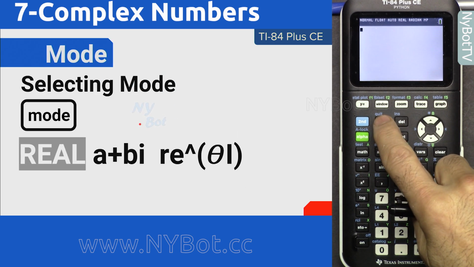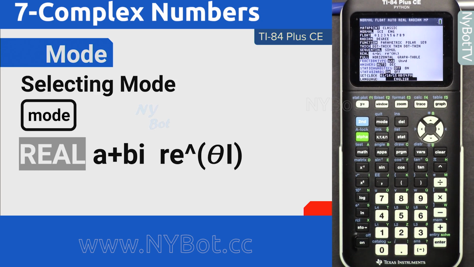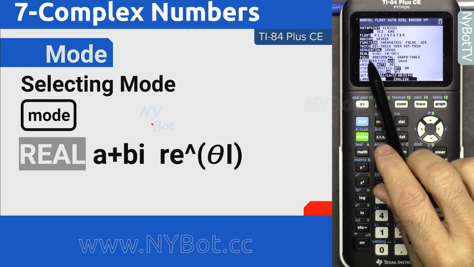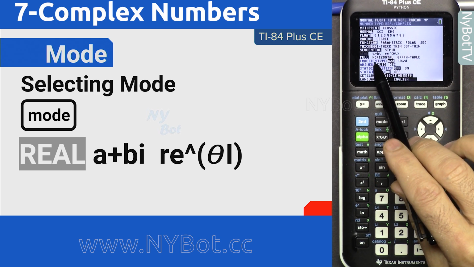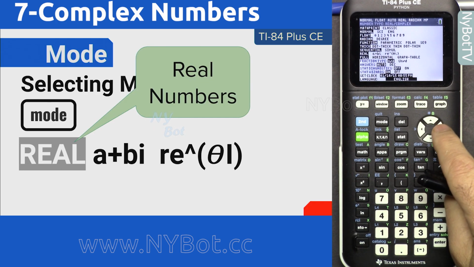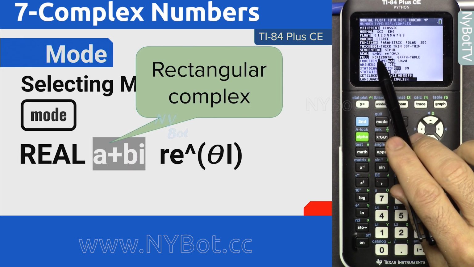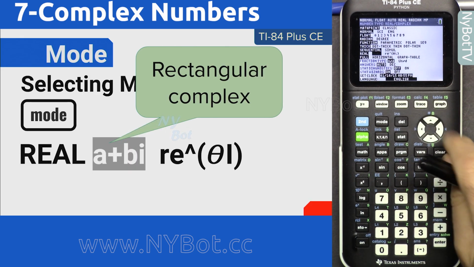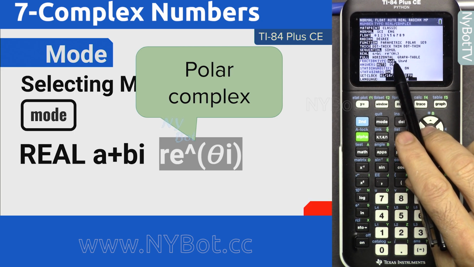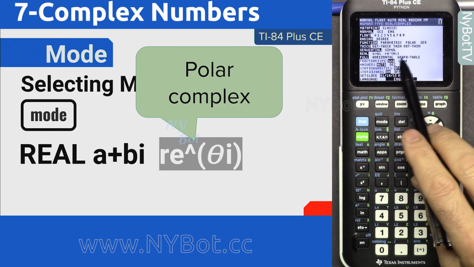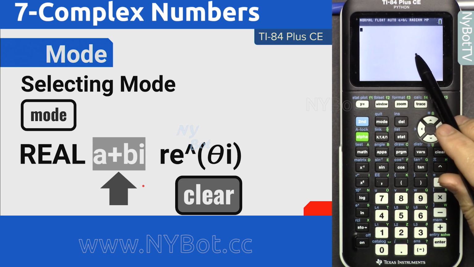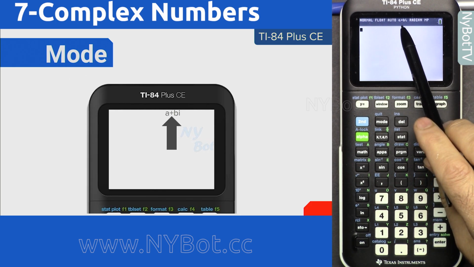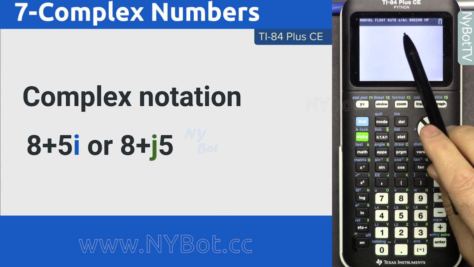Now if we press mode and scroll down to this portion where it says real, this is a real number, and if I scroll down here on this side, that is rectangular complex, and if we scroll to the right, that is polar complex settings for this calculator. Let's set it to rectangular and press enter, clear to exit. And here on this screen you can see the setting is rectangular.